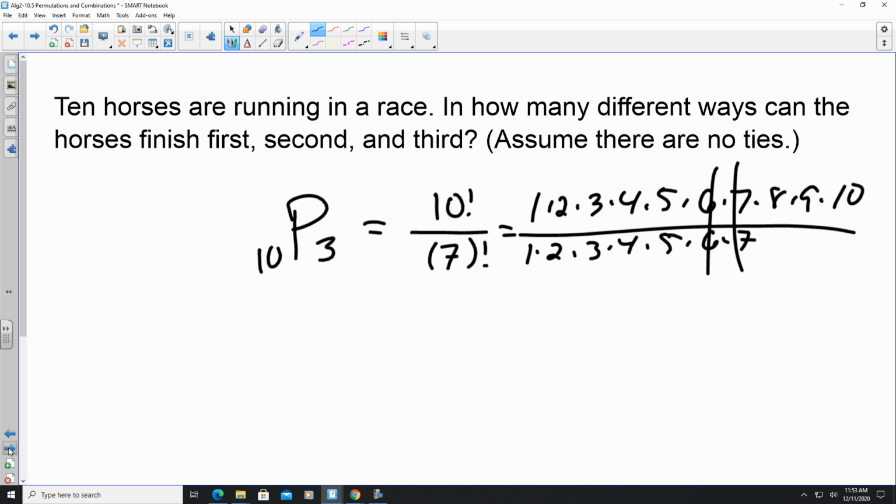All of these terms on the top and the bottom get canceled, so all I'm really multiplying is 8 times 9 times 10. So my answer of 8 times 9 times 10 is 720.